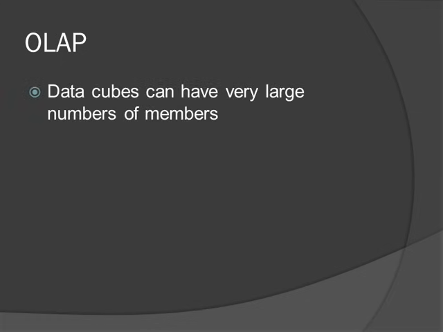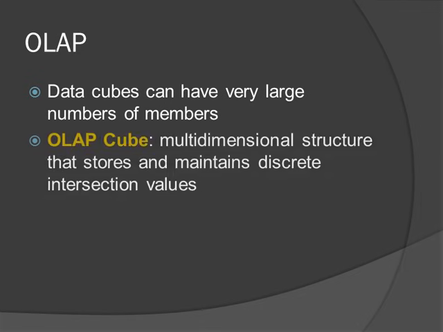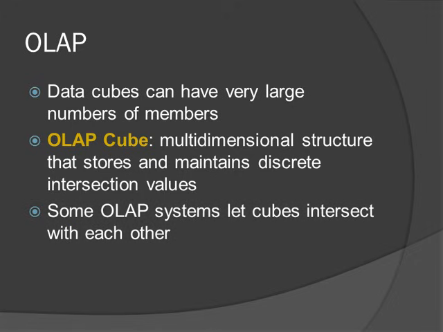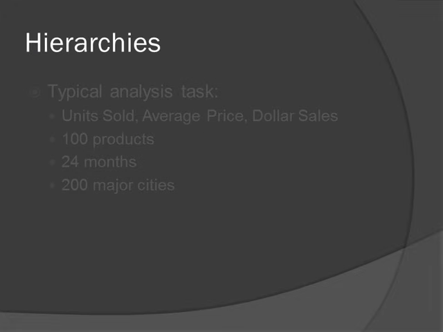In the real world, an OLAP cube usually has dimensions with hundreds, thousands, or even millions of members. When we call an OLAP database a cube, it's really a metaphor, not an actual storage structure. The technical definition of an OLAP cube is a multidimensional structure that stores and maintains discrete intersection values. Some OLAP database architectures may also include multiple cubes with intersections between them.